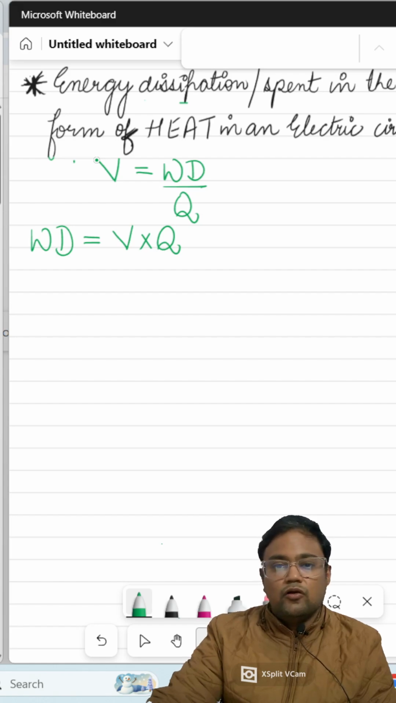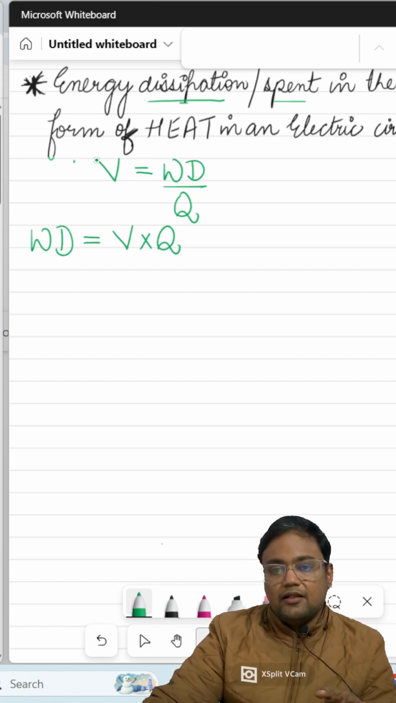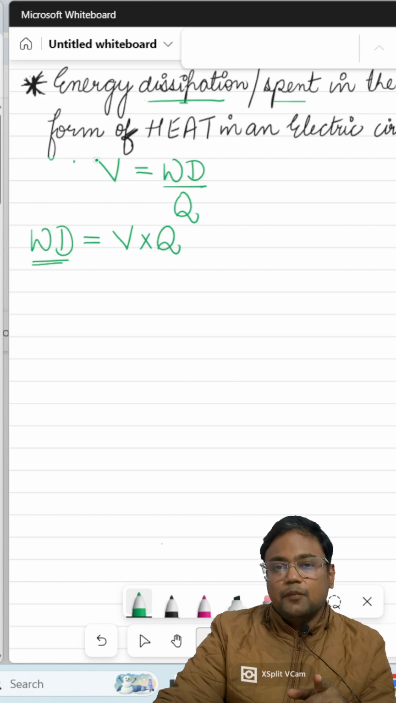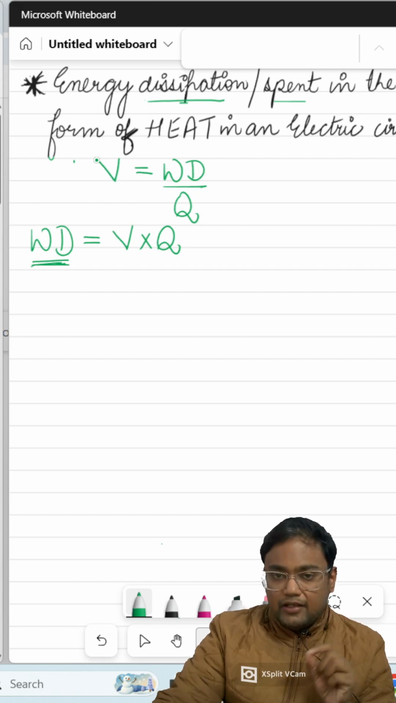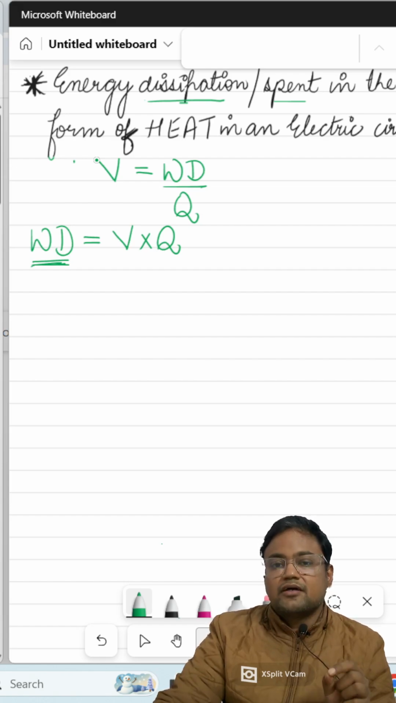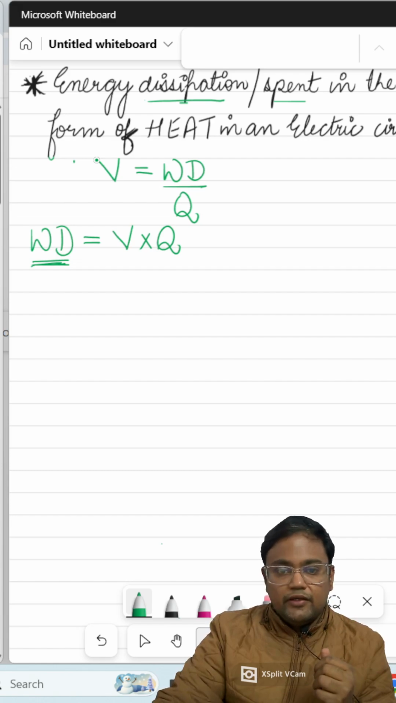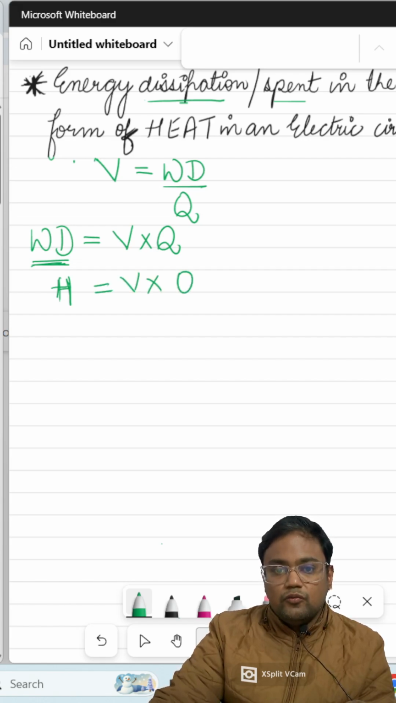Now children, in order to bring the concept of heat or energy dissipated in the form of heat, we must understand that during transmission, mostly the work done is converted in the form of heat, right? So we can aptly write that work done is actually equal to energy transferred in the form of heat, right? And that will give me V into Q. So this H is a substitute for work done.